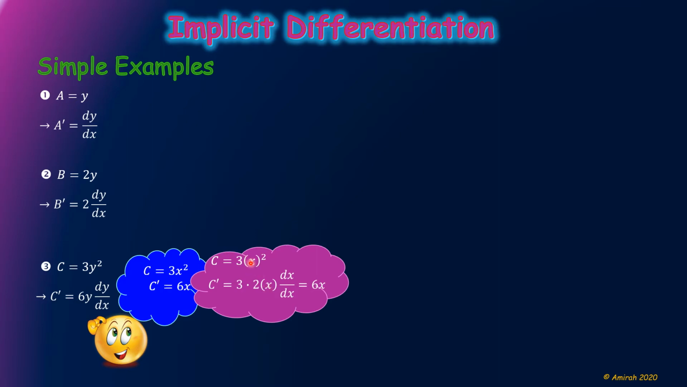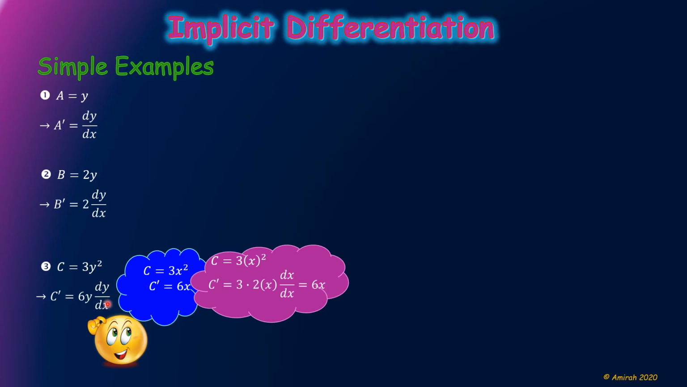So we differentiate x, it becomes dx over dx, which is 1. After we simplify, we multiply 3 and 2x, so we have 6x. That's why when we differentiate 3x squared, it becomes 6x only. But when we differentiate 3y squared, it becomes 6y dy over dx.